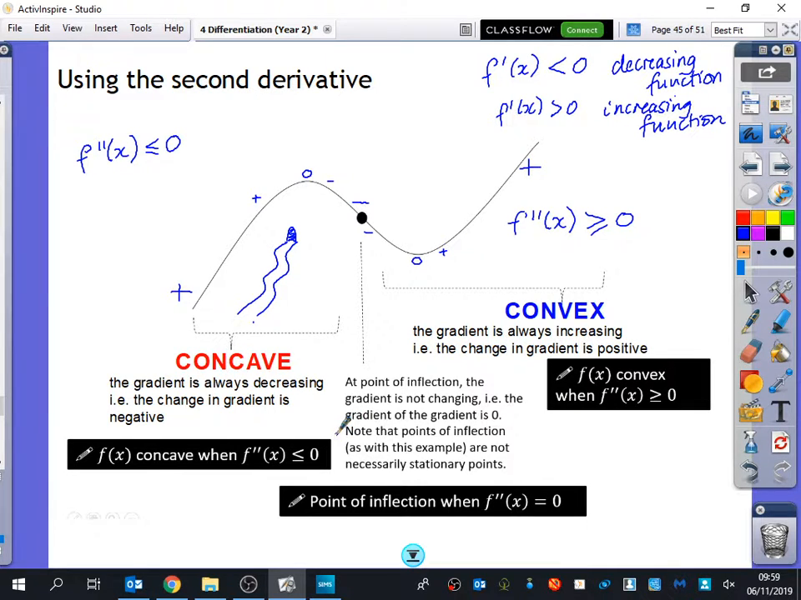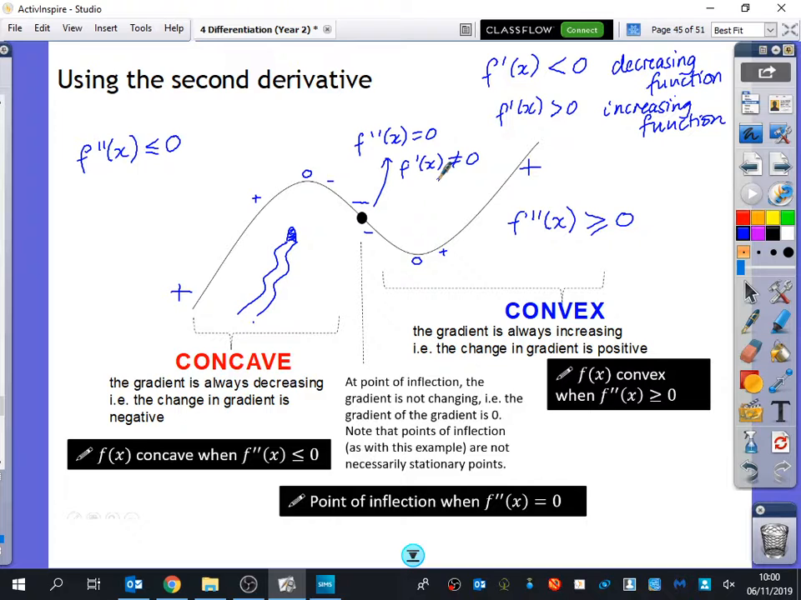And it says, note that points of inflection, as with this example, are not necessarily stationary points. What does that mean? A point of inflection is not necessarily a stationary point. What's a stationary point? When the gradient is 0. So here, the second derivative is 0, but we can see that the first derivative is not 0 in this particular example. There may be cases where the gradient is 0 and the second derivative is 0.